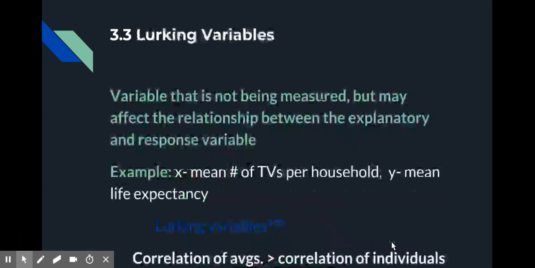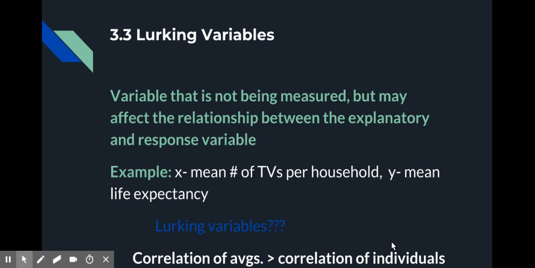Lastly, we have lurking variables, and these are variables that are not being measured but may affect the relationship between the explanatory and response variable. If you're finding a linear relationship, for example, between mean number of TVs per household, which would be the explanatory variable, and mean life expectancy, which is the response variable, and the results show a linear positive association, you can't just conclude that a country should buy more TVs in order to increase its life expectancy.